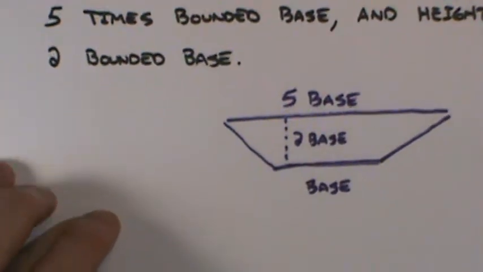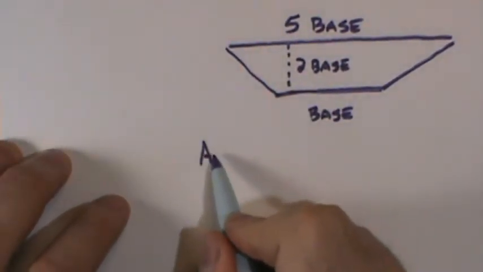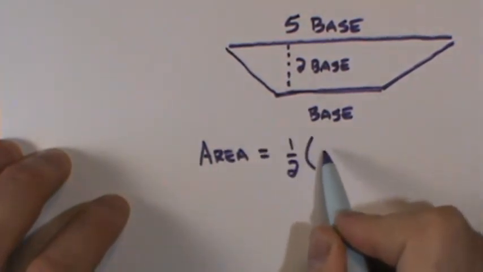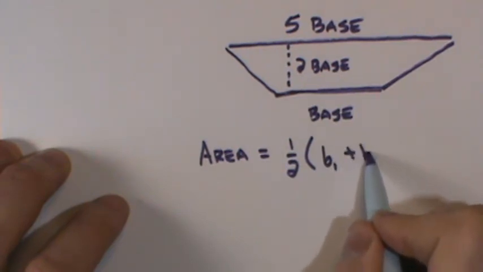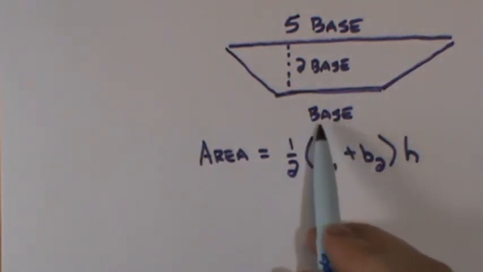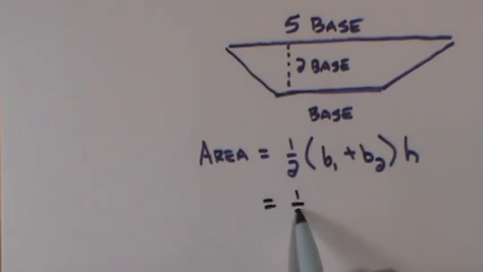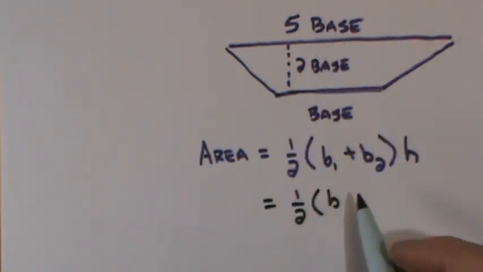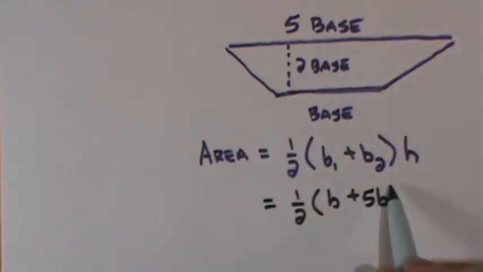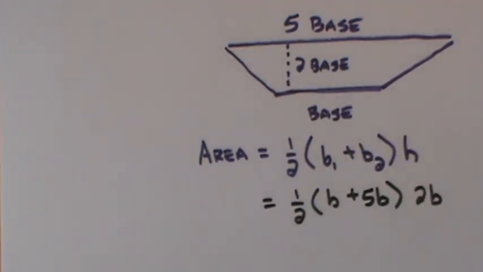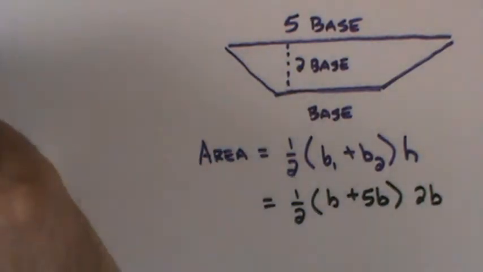Now I got to put that together for the area of a trapezoid. So I say my area, I know that to be 1/2, generically, B1 plus B2 times H. And I'll specifically put this together. I'm going to use B for base right now. So I say I've got 1/2 this base, the base up top is 5B, and the height is 2B. And so then I have to simplify that and see where it takes me.